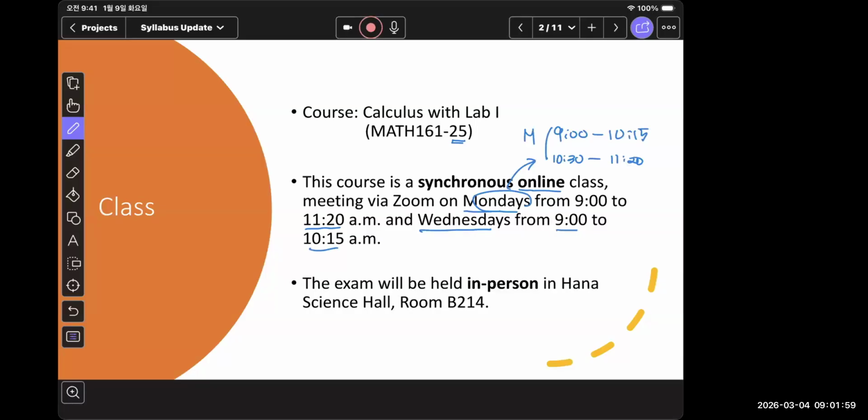Now, those are for regular lectures. The exam will be held in person, an offline exam. I will let you know the exact dates for the exams. The location of the classroom will be Hana Science Hall, room B214. I will announce that information before the exam one more time. But anyway, the exam will be held in person, so at that point, we will see each other.